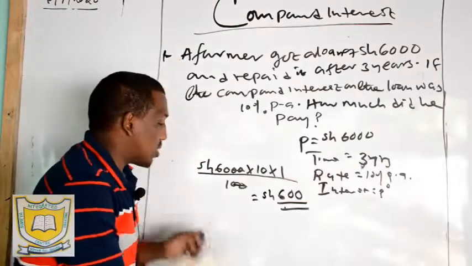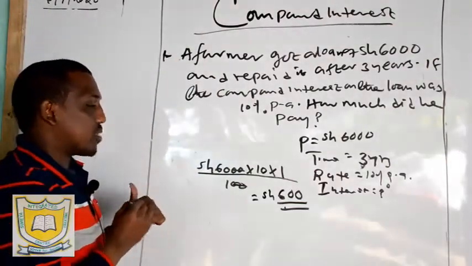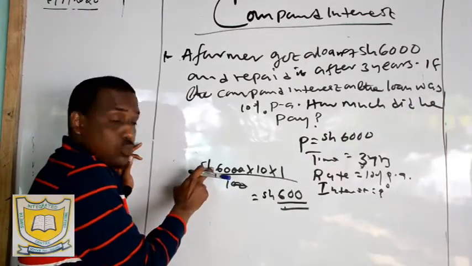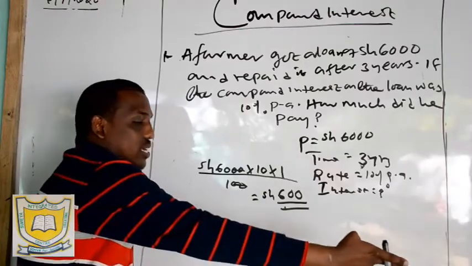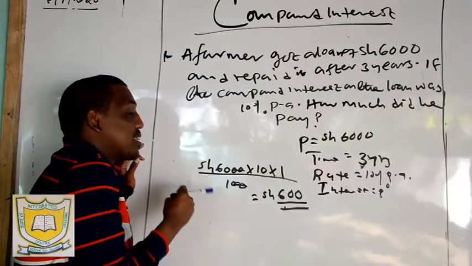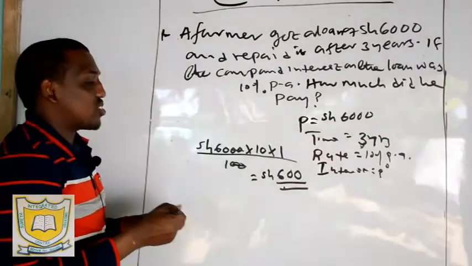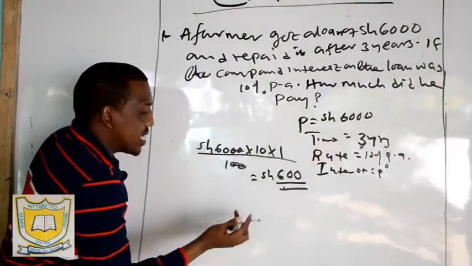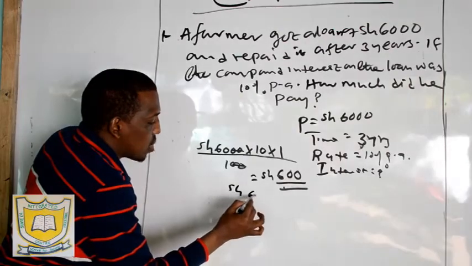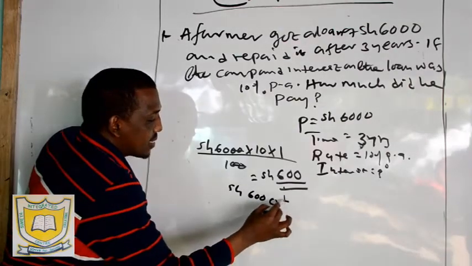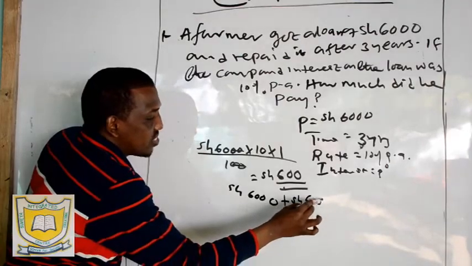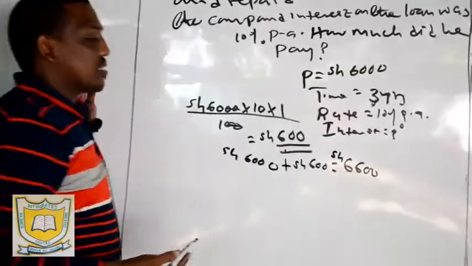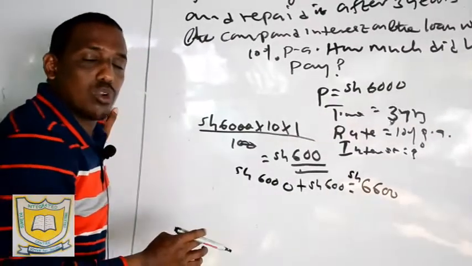So we proceed now to the second year. What do we do now? Principal times rate times time. I said earlier, you cannot use the principal that you've already used. To proceed to the second year, you find the principal of the second year. How do you get it? You add the initial principal plus the interest of the first year. So shilling 6,000 plus shilling 600, the interest of the first year, equals 6,600 shillings. Now this is the principal of the second year.